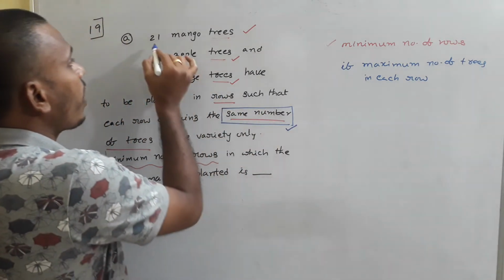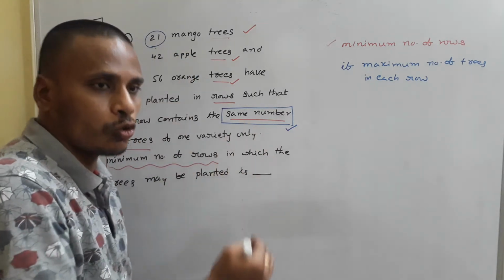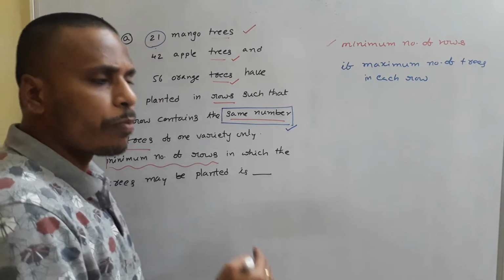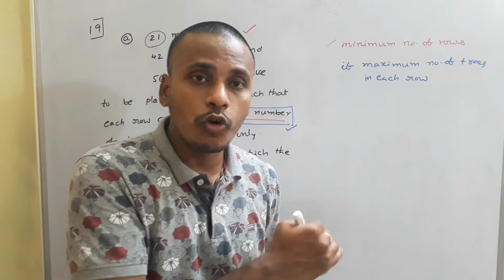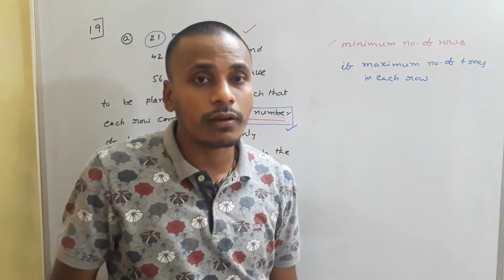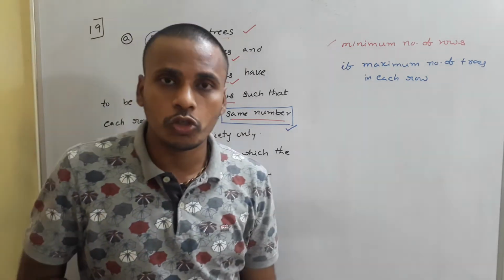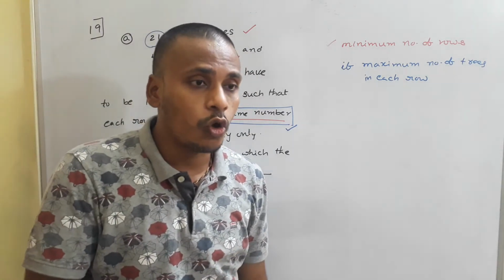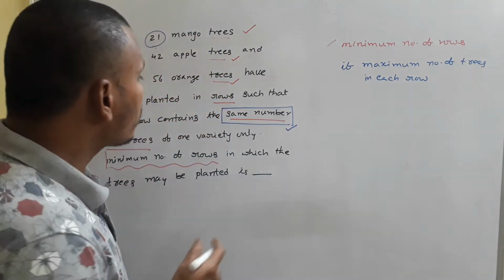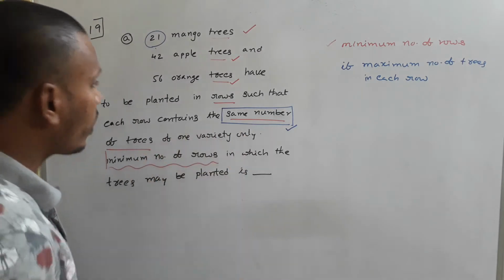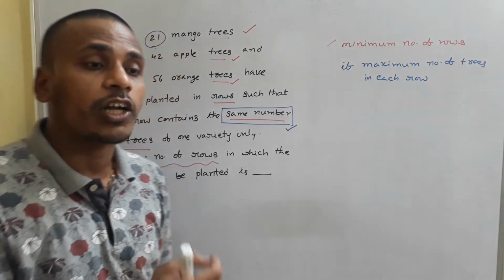So suppose I have 21 mango trees, how many trees will I plant in each row? See, is there any chance to plant 5 trees in each row? If I plant 5 trees in each row, 4 rows are okay, but what do you say about the extra plant? So no chance of planting 5 trees in each row. If you wish to plant 6 trees in each row, 3 rows are okay, then you are left with 3 more trees. Since we need to plant the same number of trees in each row, the number of trees in each row must be a factor of 21.